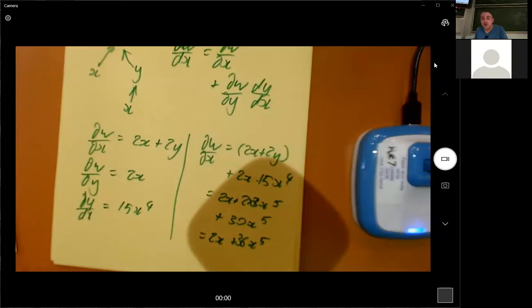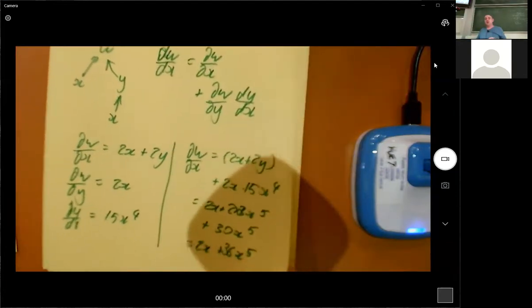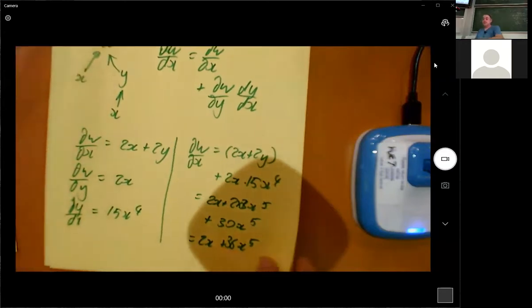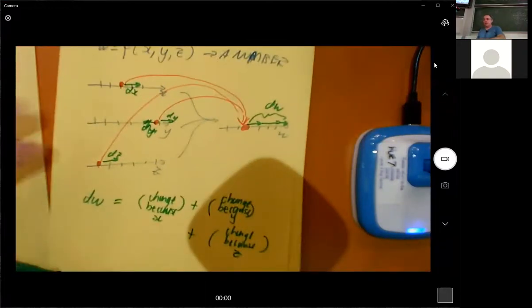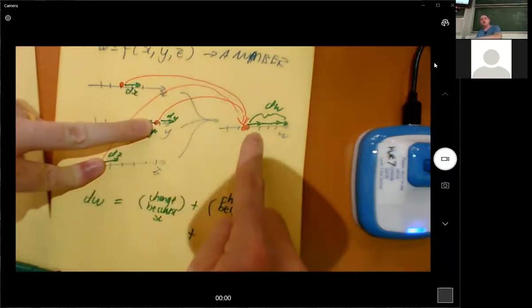For w, x, y, z, what does dw on dx mean? It means how quickly the w changes when the x changes, but not the y and the z. That's the question that we were asked there. What would that look like? Back here, that would look like keeping these in the same spot and moving this and seeing how quickly this moves.